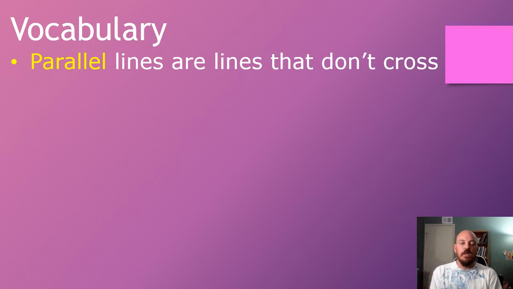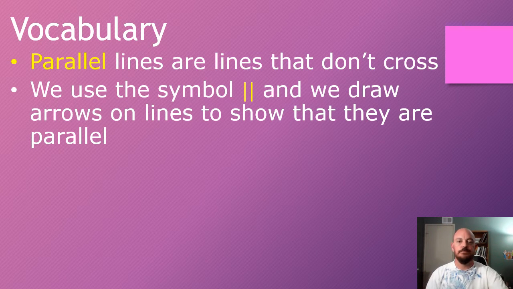So first of all, let's start with the easy one. We know what parallel lines are. Parallel lines are any two lines that never cross. Even if you extend them forever, they're like right next to each other like train tracks. They keep going forever, they never cross each other.